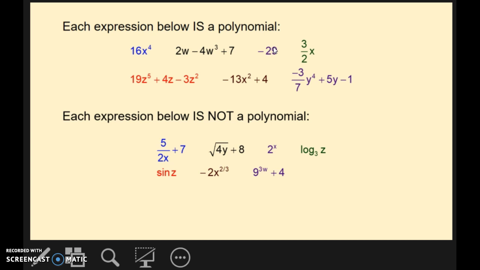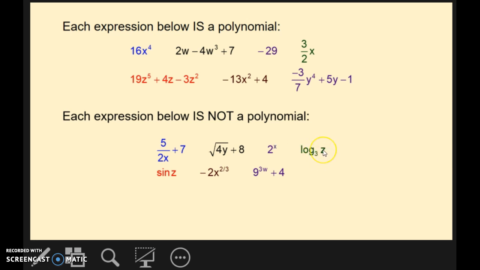So for instance, the first one, we have 5 divided by 2x plus 7. This one would be considered not a polynomial because of the location of the variable. And this one, the variable is in the denominator. So that's going to be a concern for us because it won't give us a nice smooth curve. There's going to be some breaks somewhere along the way. The second one, the square root of 4y plus 8, is also not a polynomial because we're taking the square root of a function. 2 to the x, an exponential function, is also not considered a polynomial. The variable is in the exponent.